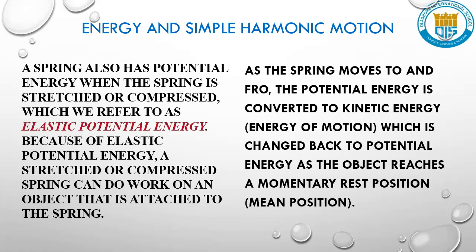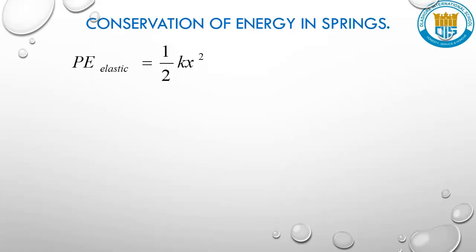Now, this elastic potential energy can be converted to kinetic energy, which is changed back to potential energy when the object reaches a momentary rest position. This is just the essence of conservation of energy, changing from one form to another. In this case, from elastic potential energy to kinetic, back to elastic potential to kinetic again, and on like that. So let's look at conservation of energy in springs.